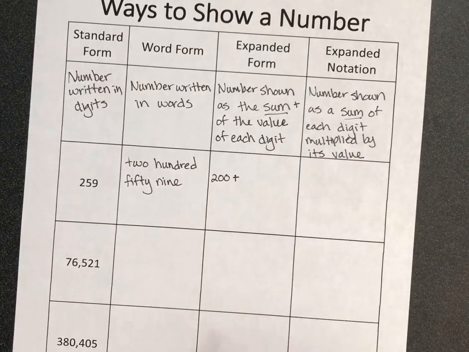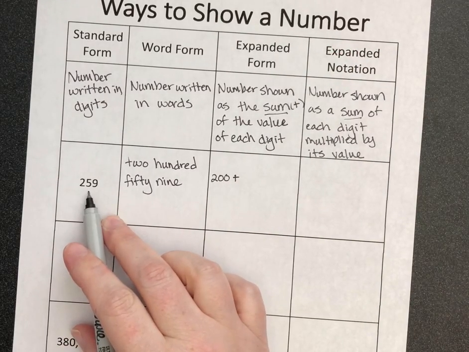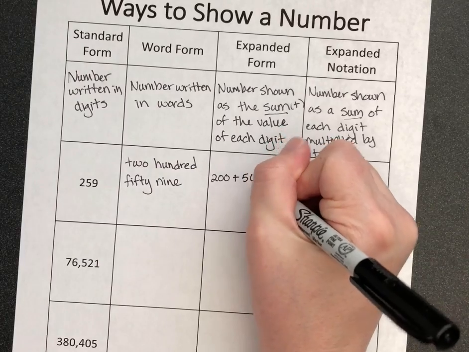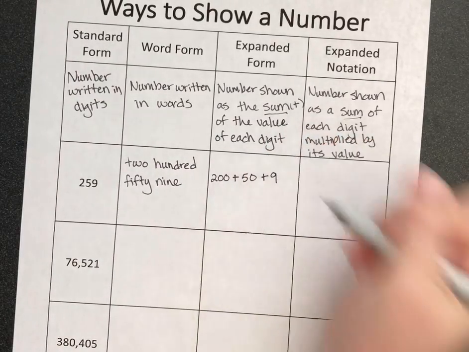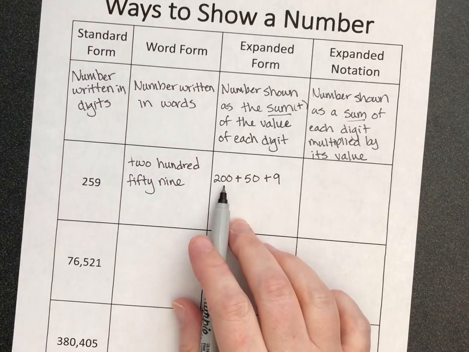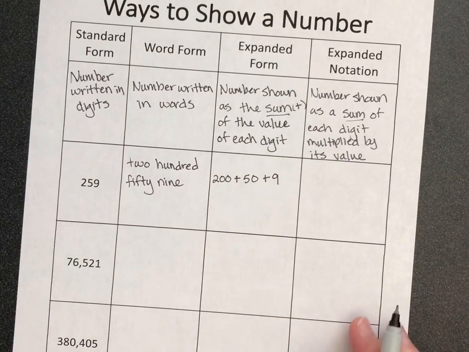Okay, for the expanded form, well, this 2 has a value of 200. Plus, because remember, we're doing the sum, the value of this 5 is 50, plus the value of this 9 is 9. And if we were to add 200 plus 50 plus 9, we would get 259.